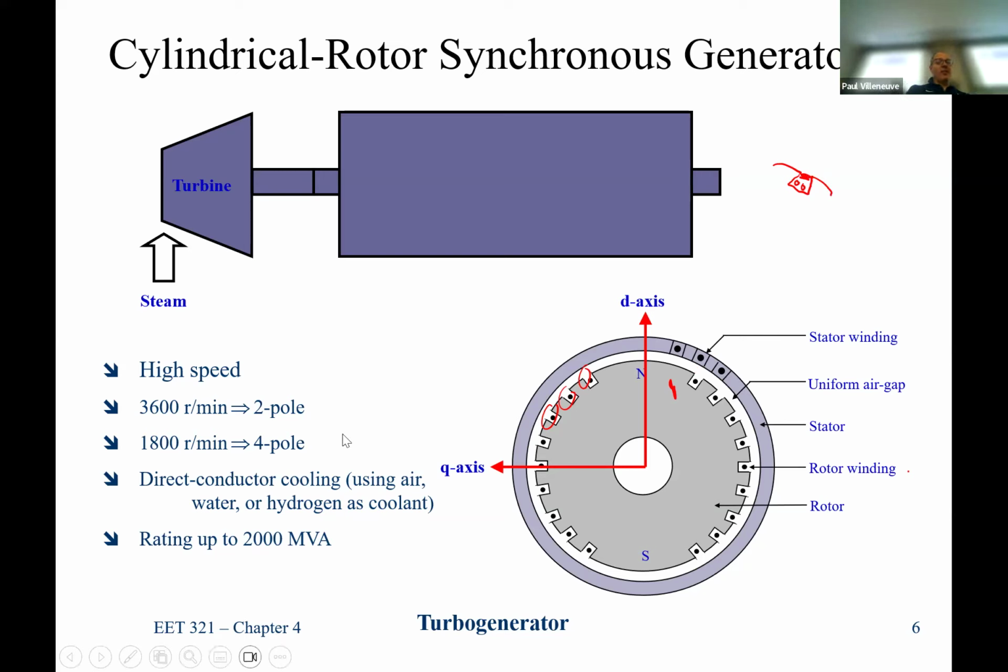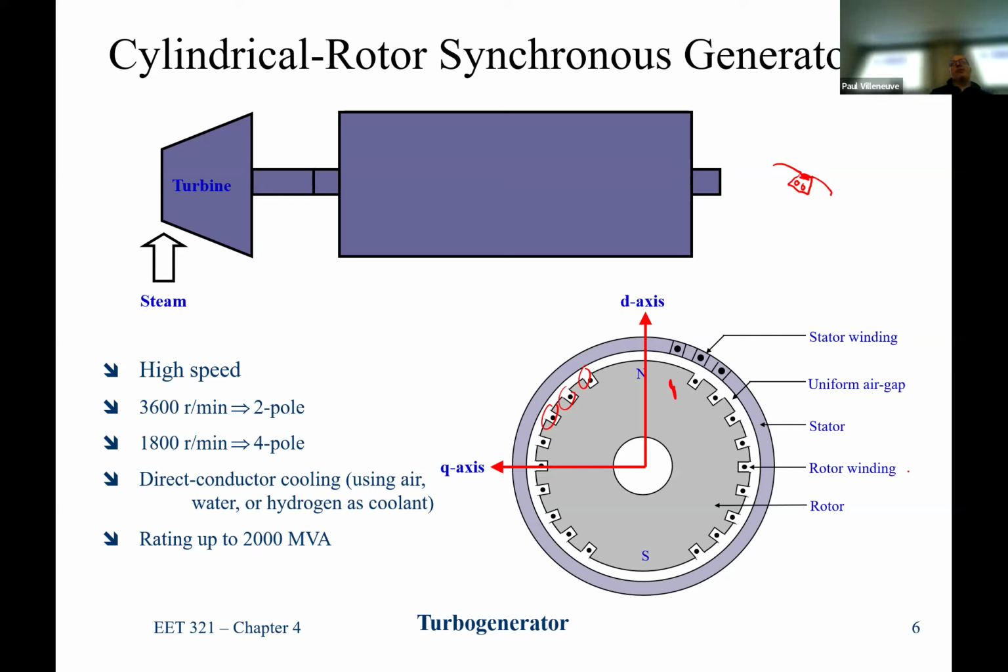Like I said, 3,600 RPM, but you can go down to 1,800 RPM. Most of them are 3,600 RPM, but again, 1,800 RPM works fine. You can use conductor cooling: air, water, or hydrogen. I haven't ever seen any water-cooled ones, but they do exist. Most of them are air. Really big ones are hydrogen.